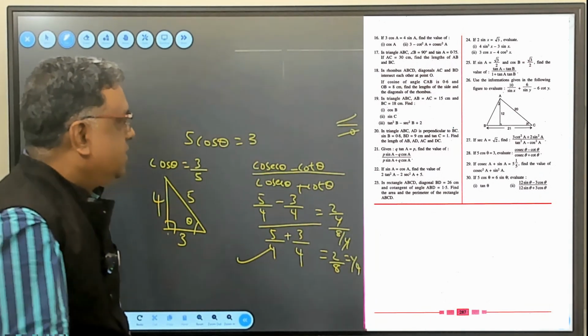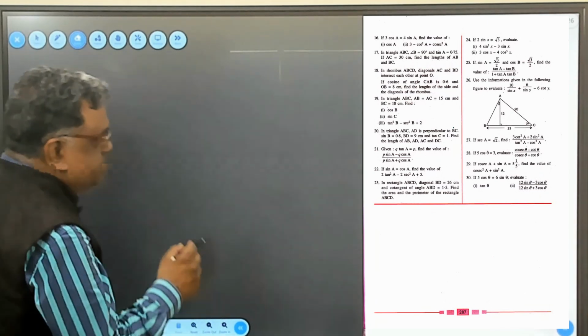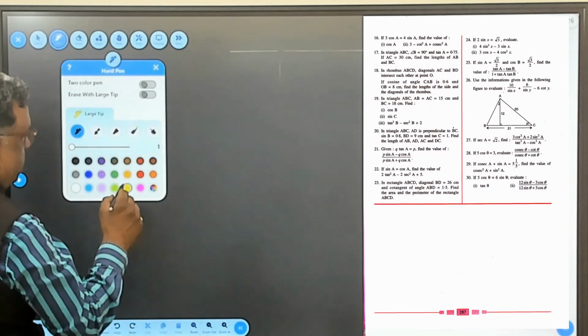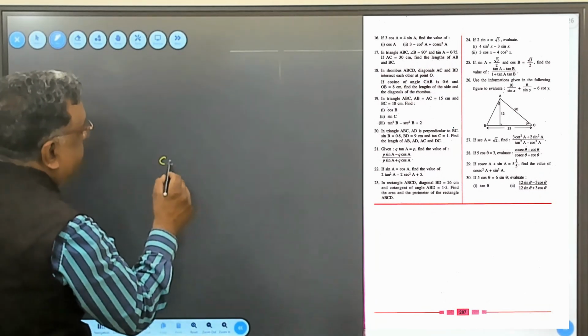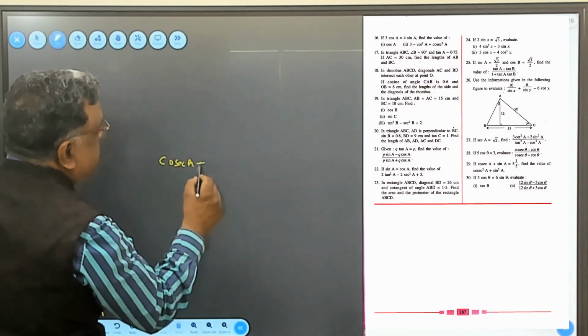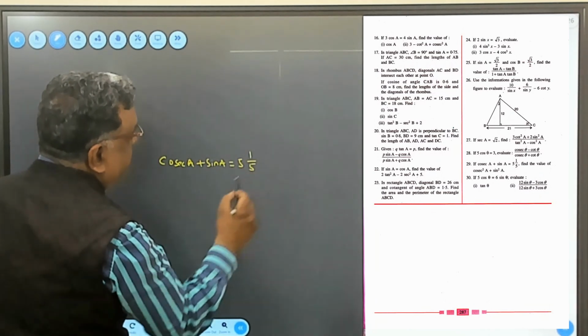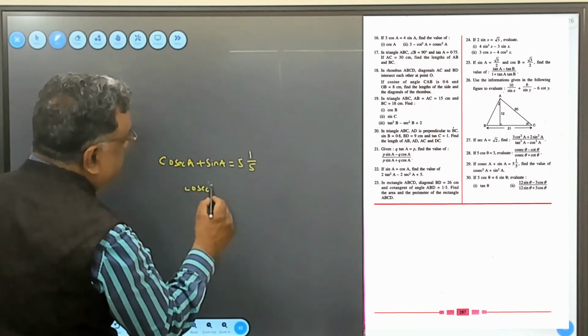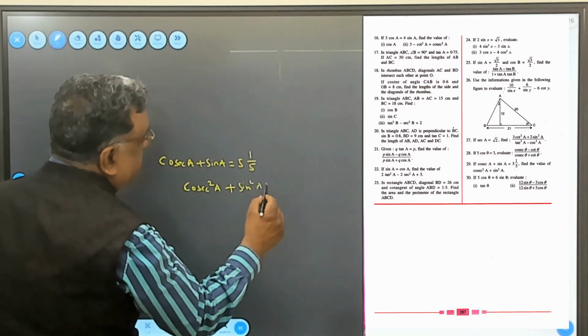Let's go to next. So let's try to solve question number 29. So what does the sum say? It is cosec A plus sin A is 5 1 by 5. You have to find the value of cosec square A plus sin square A. This is what you have to find.